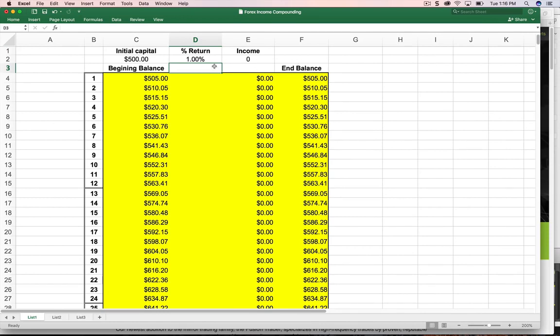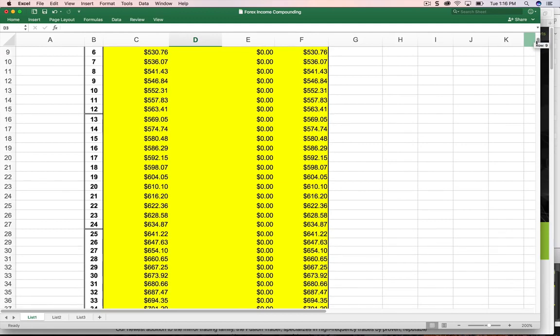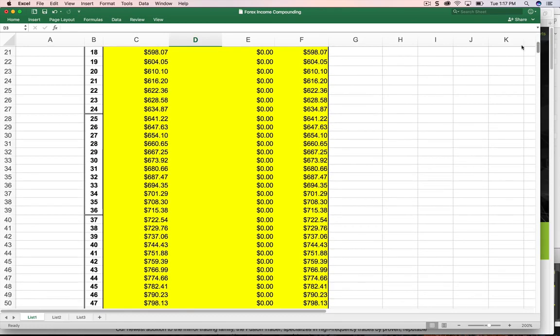The market is open Sunday through Thursday. All right. So if you take that same 1% and you're earning 1% daily on $500, and this is compounding every single day on your balance, if you look at the end of 30 days, ladies and gentlemen, the end of 30 days, you're at $673.